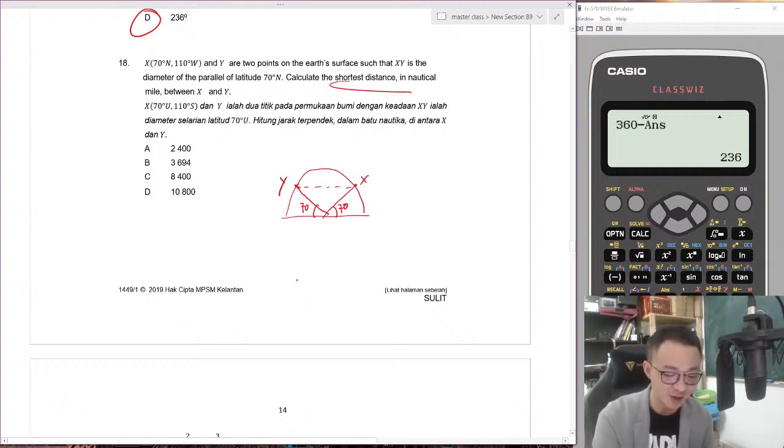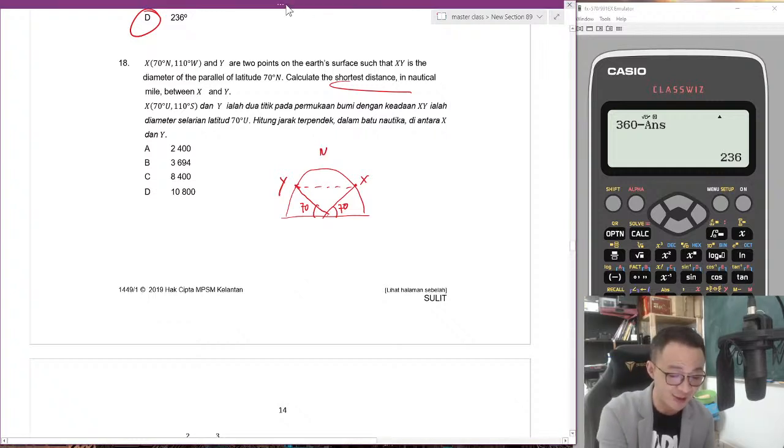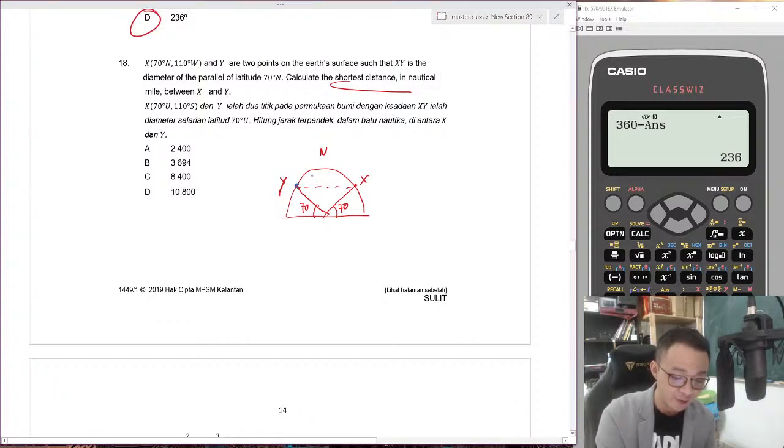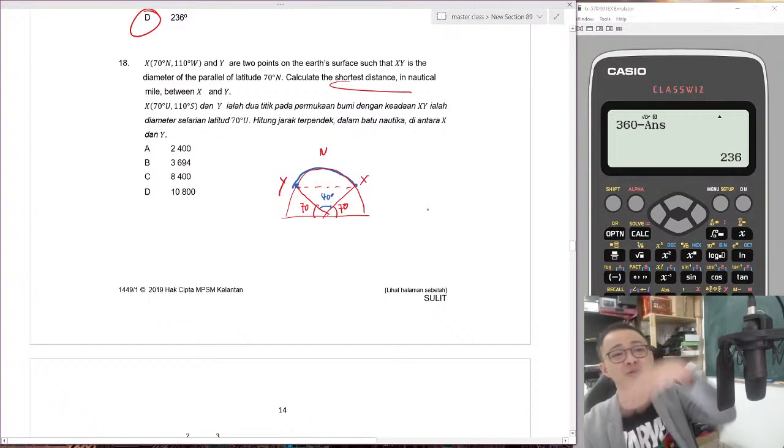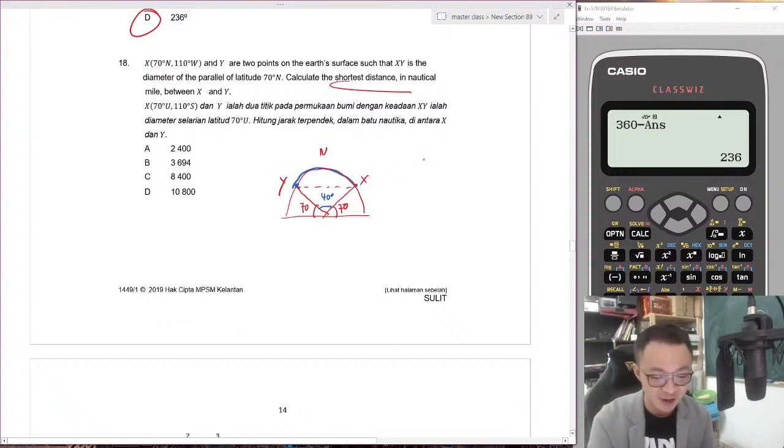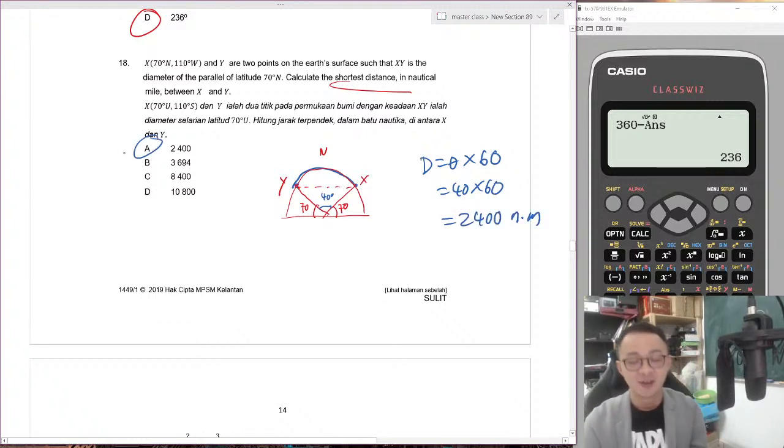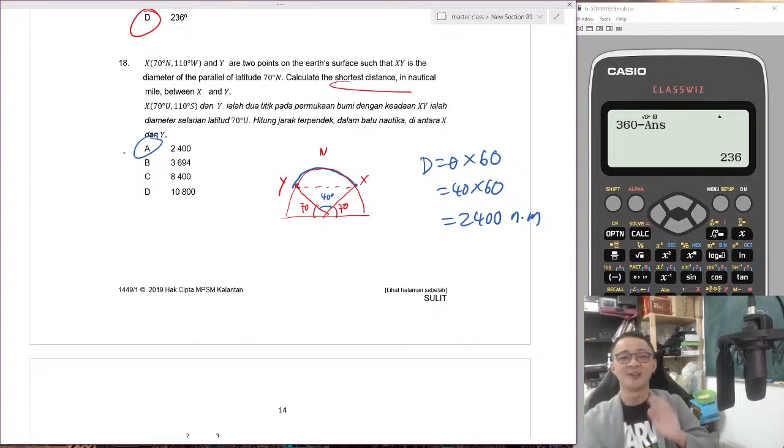So for X to Y, the shorter distance is to fly like this through the North Pole. So you want to find this distance. The angle between will be 40 degrees. Since I want to fly through the North Pole, I just need to use distance equals theta times 60. So it's 40 times 60, which is 2,400 nautical miles. The answer will be A. So this is how to do it when they ask about the shorter distance. We always use the latitude to fly.